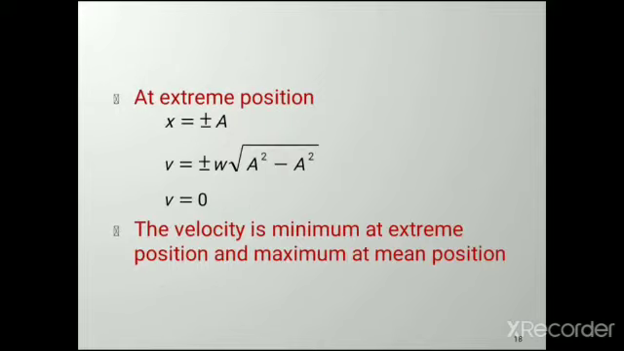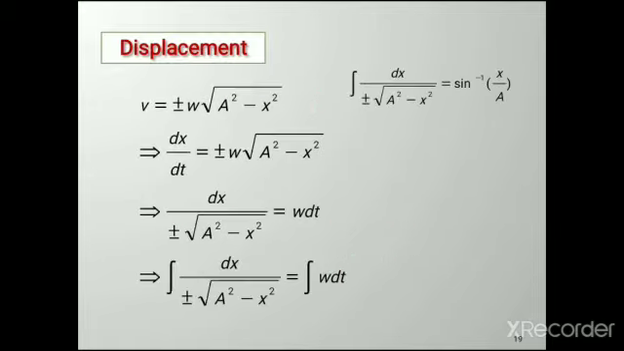Let us calculate velocity at its extreme position, when x is equal to plus minus a. So let us substitute in the equation. We will get v is equal to plus minus square root of a square minus a square. So velocity is 0 at extreme position. It means that velocity is minimum at extreme position and it is maximum at mean position. So this is about velocity. Let us calculate displacement.